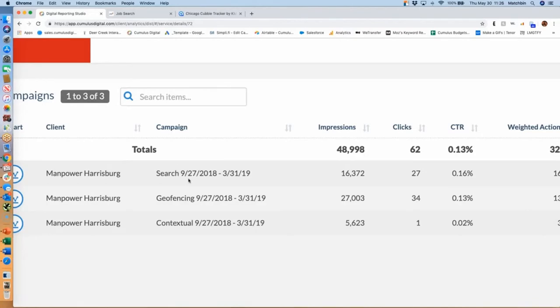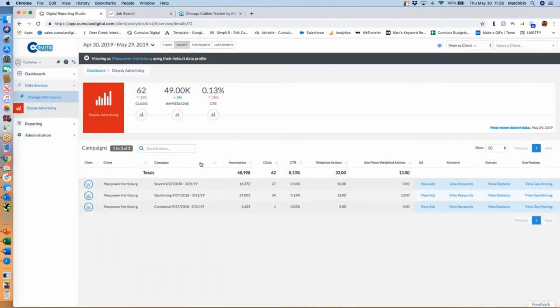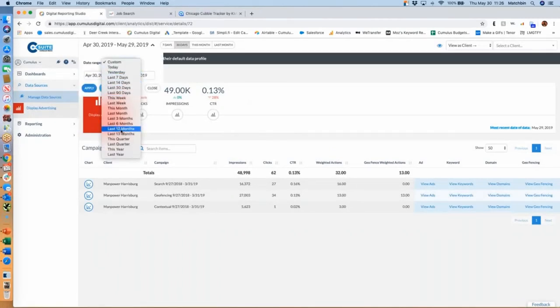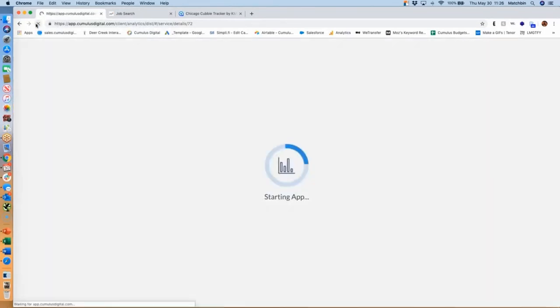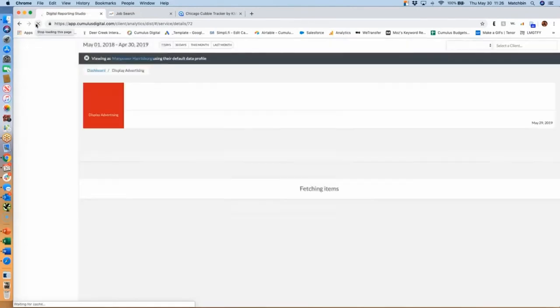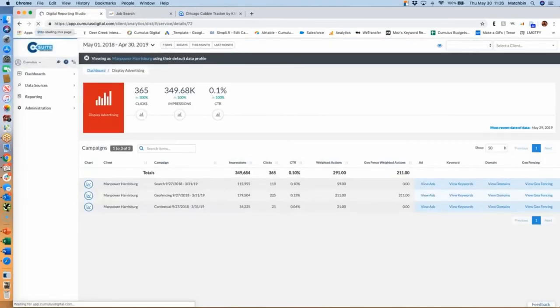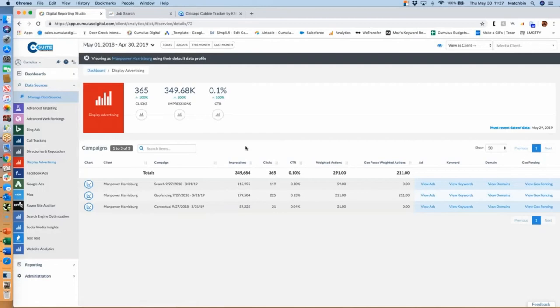Okay, so you can actually see it started September 27th of last year. So what I'm going to do is just go back a little bit further here. I'm just going to do a custom quick one of 12 months. We'll see what happens here. So you're going to be able to see the data for all of the campaign and not just for the month. So they're doing keyword search, geofencing, and contextual, just like the Manpower of Eastern Iowa.